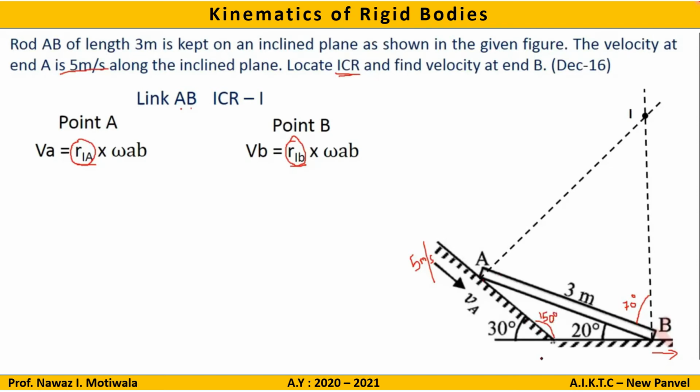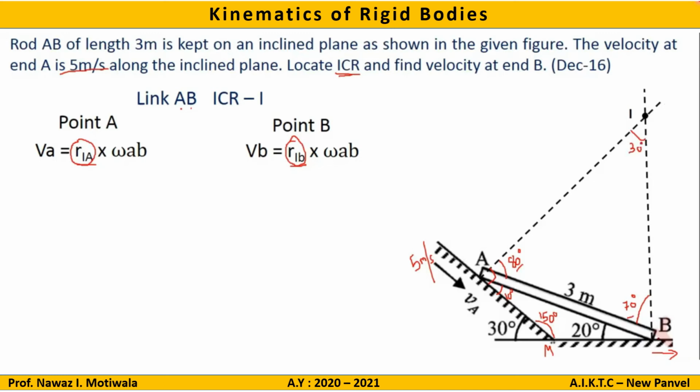Now in this small triangle, I will name it as M. In triangle AMB, if this is angle 20 and this is angle 150, the remaining angle will be 10 degrees. We have drawn this line as a perpendicular to this surface, so if this is 10, the remaining angle will be 80 degrees. Now in triangle AIB, this angle is 80 and this angle is 70, so the remaining angle will be 30 degrees.